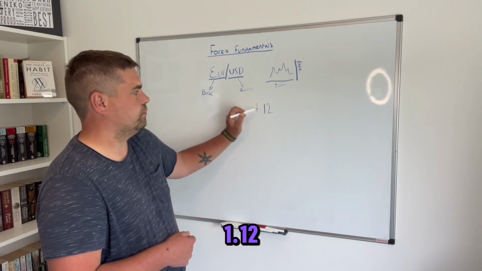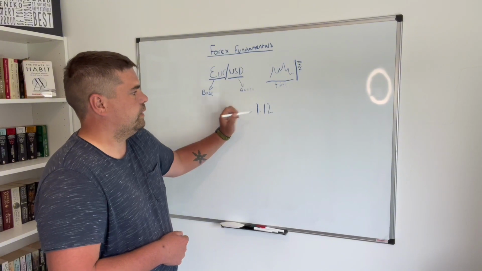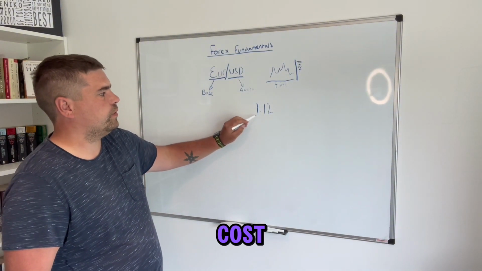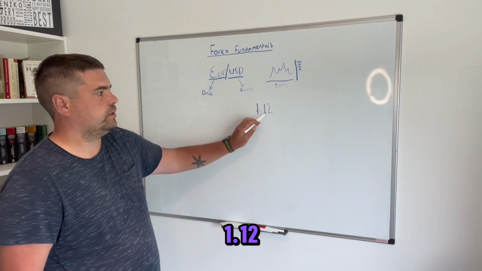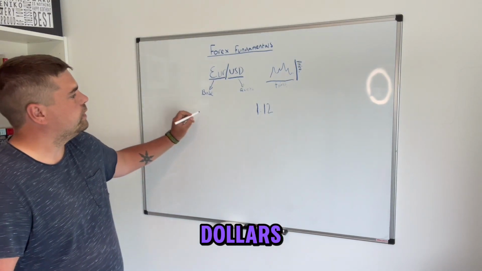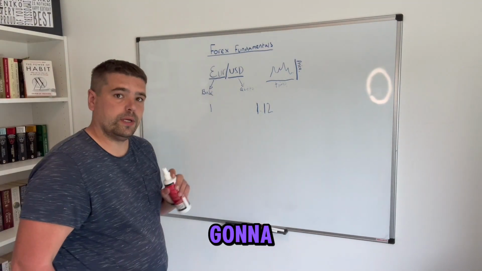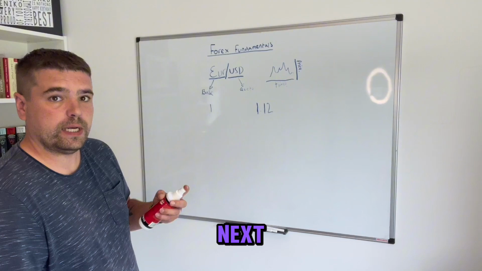So if you look at Euro US dollar and you see that the price on the side of the screen is showing that price is at currently 1.12, then that is essentially meaning that it would cost $1.12 to buy €1. I'm just going to clear this off and move on to the next point.